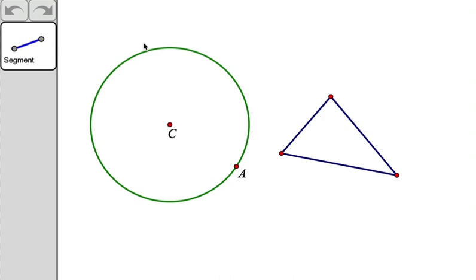Here is another example of this technique. This sketch shows a circle and a triangle. I'd like to attach one vertex of this triangle to point C, another vertex to point A, and the remaining vertex to the circumference. In doing so, I'll create an isosceles triangle.